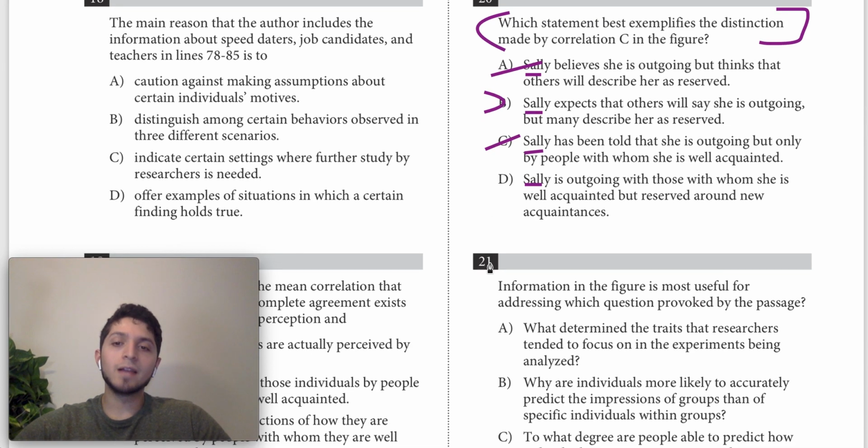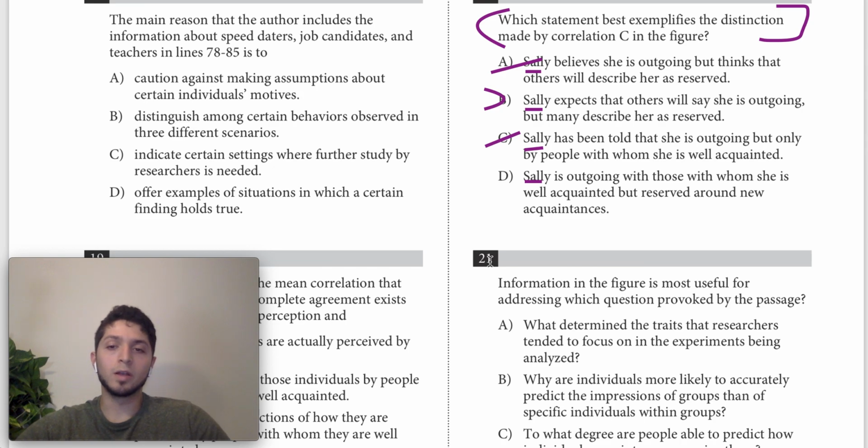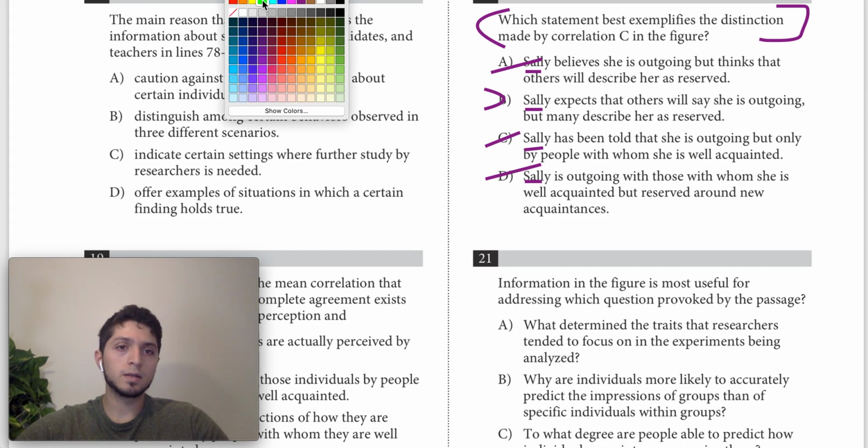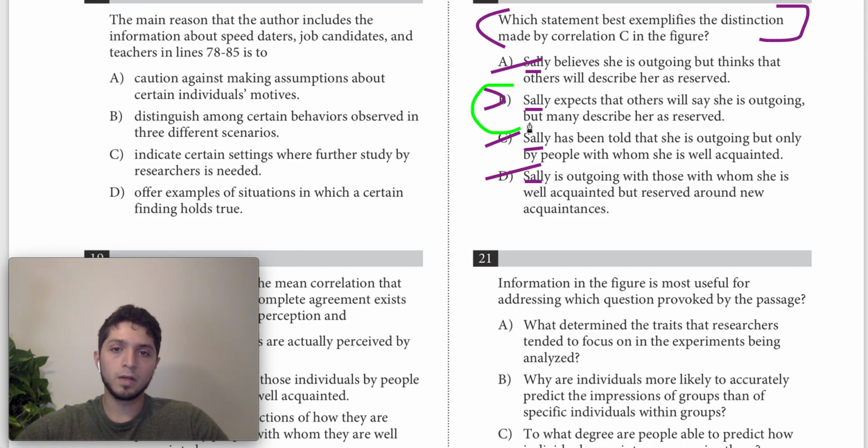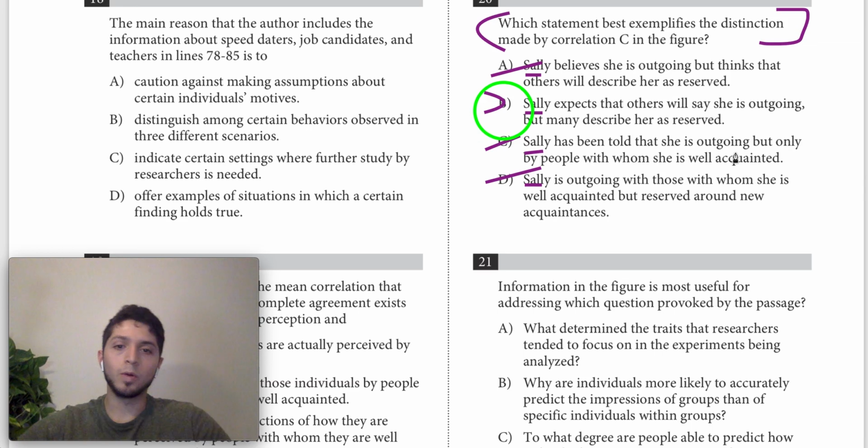D says that Sally is outgoing with those whom she is well acquainted, but reserved around new acquaintances. This is also not really matching any of the correlations we see. What this is really talking about is behaving differently in different scenarios, not about your predictions or your self-perception. So D is going to be wrong as well, which is going to leave us with answer choice, I just want to put a nice green circle around it, answer choice B for question 20.